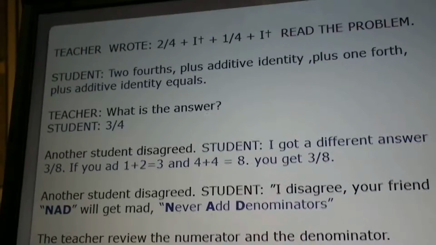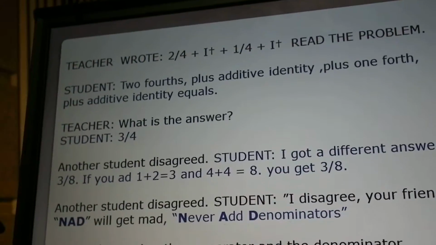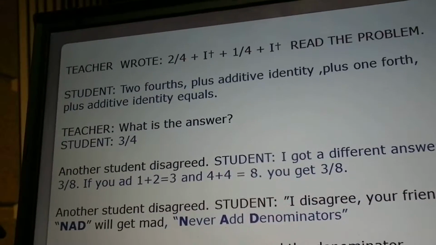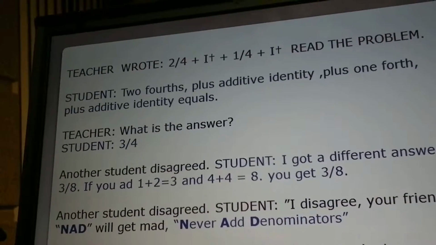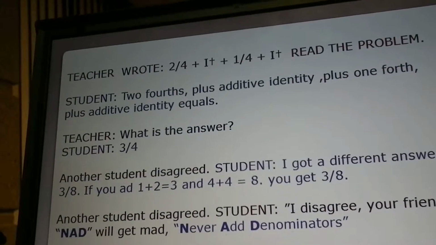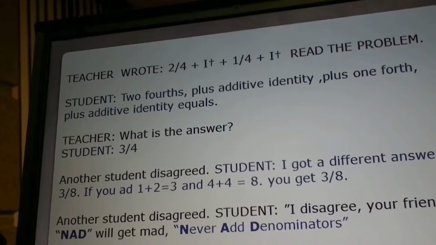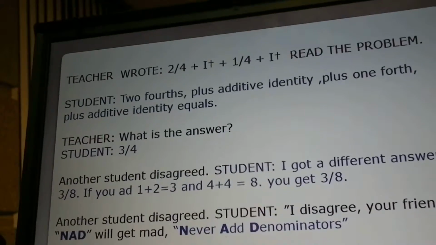So the next subject, and we're getting close to the end, is the additive identity with fractions, rational numbers. We have 2/4 plus additive identity plus 1/4 plus additive identity equals. So the students had to read the problems again. And one student answered this incorrectly, and so the teacher went about it a different way. He asked who agreed, who disagreed. And one student said, I got a different answer, I disagree.